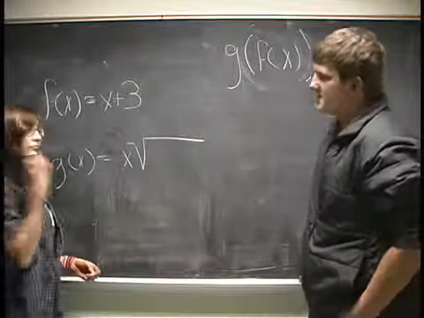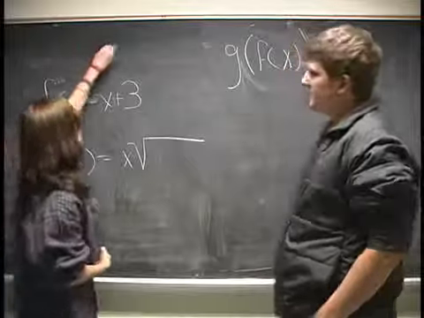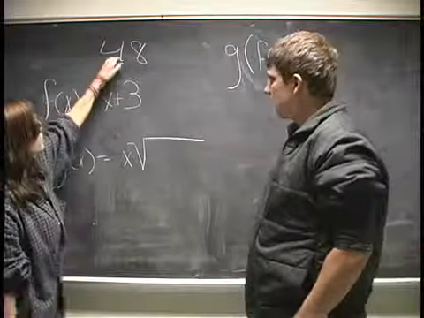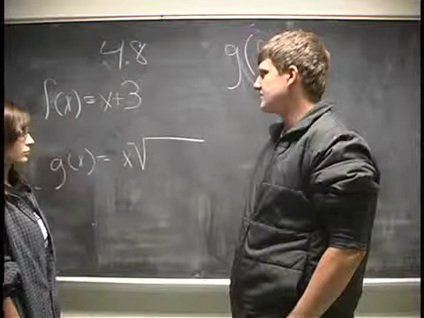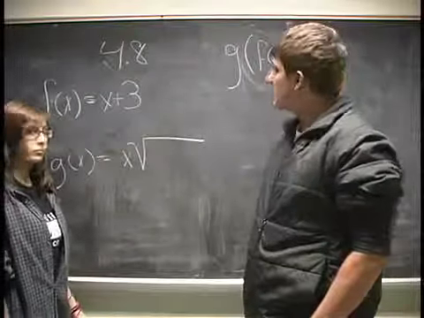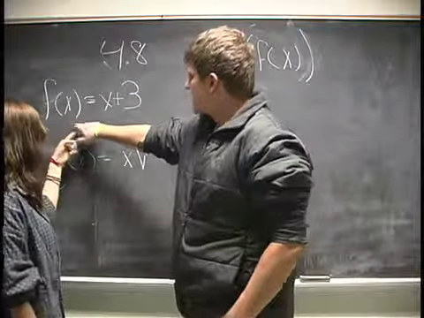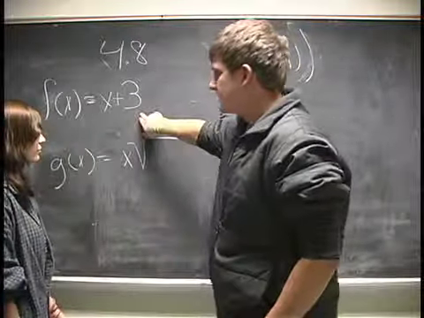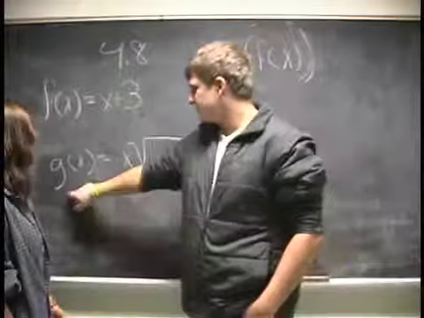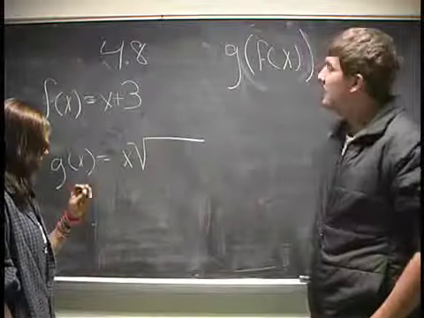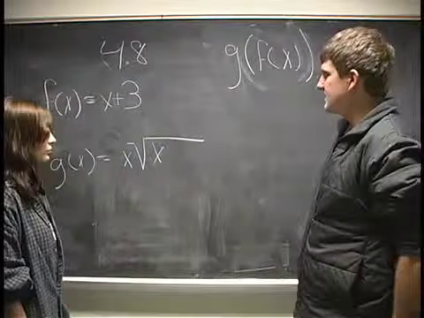Okay, so this is lesson 4.8, composition of functions. Basically, this section is all about combining what we've learned in the other sections. So, if we needed to take a graph, such as f of x equals x plus 3, and a graph g of x equals square root of x, and we needed to find a way to combine these.